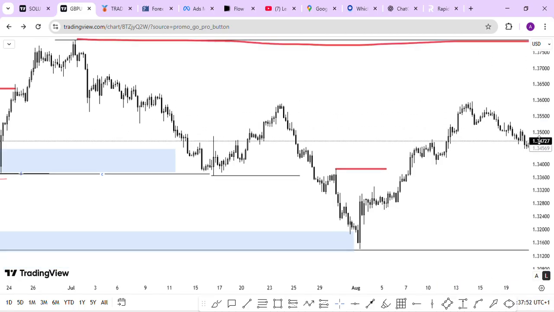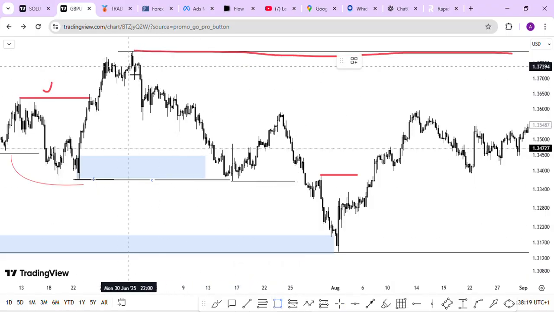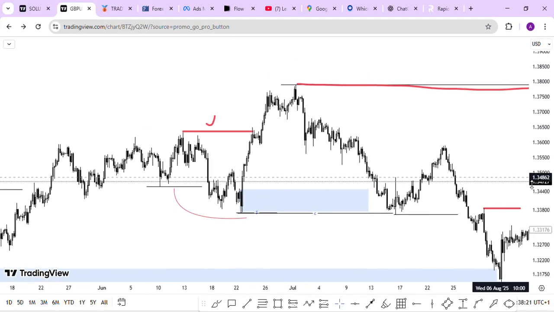When it comes to choosing the POIs, where is the likelihood of the places that we can enter this market? I said we only have two valid POIs that I choose. There are a lot of different ways people choose their POI, but according to my knowledge and understanding, only two valid POIs have high probability. The first one is you come to your extreme and you mark the extreme order block.